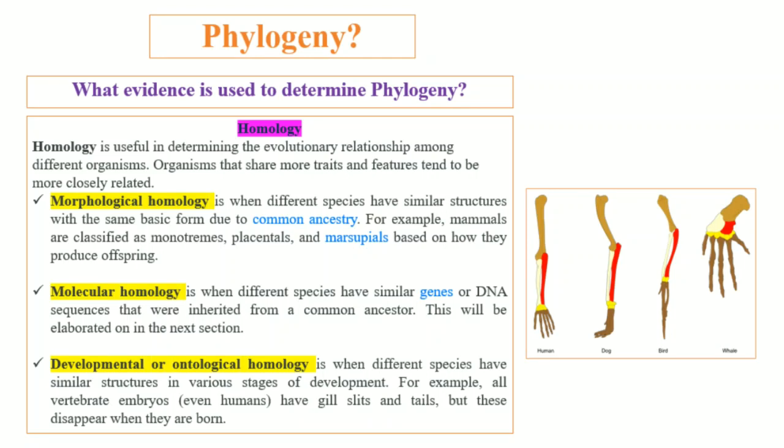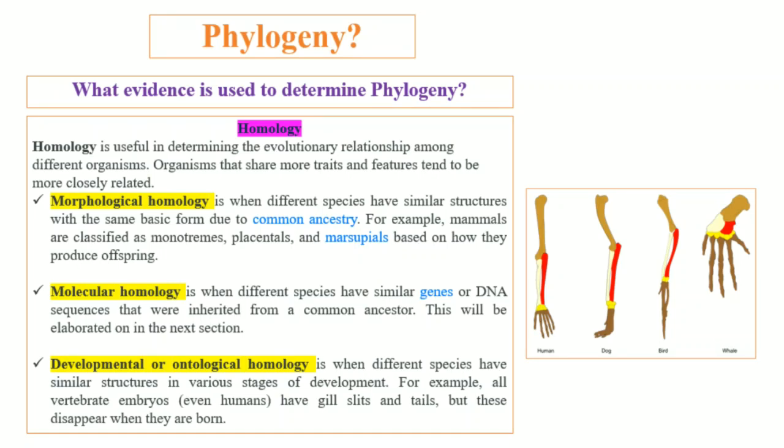So mammals are basically classified as monotremes, placentals, and marsupials based upon how they produce offspring. As you all know that monotremes are egg-laying mammals that lay the egg, and spontaneously after laying the egg it hatches. And next, placentals, the mammals that have specific or proper placenta formation are placed in placental mammals. And marsupial mammals are the mammals that have a marsupium or a pouch-like structure in which the newborn offspring are placed. Next is molecular homology.